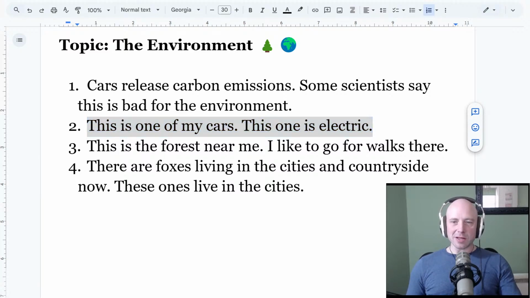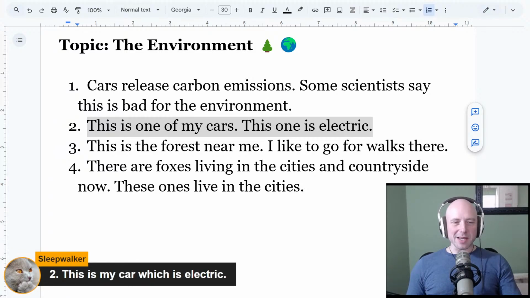Perfect. Well done, Sleepwalker. This is my car, which is electric. That's it. No comma. The noun phrase is my car, which is electric, because I have several cars. This is one of them. And so the noun phrase needs to be my car, which is electric. Not only my car, but my car, which is electric. This is a defining relative clause. Good job.